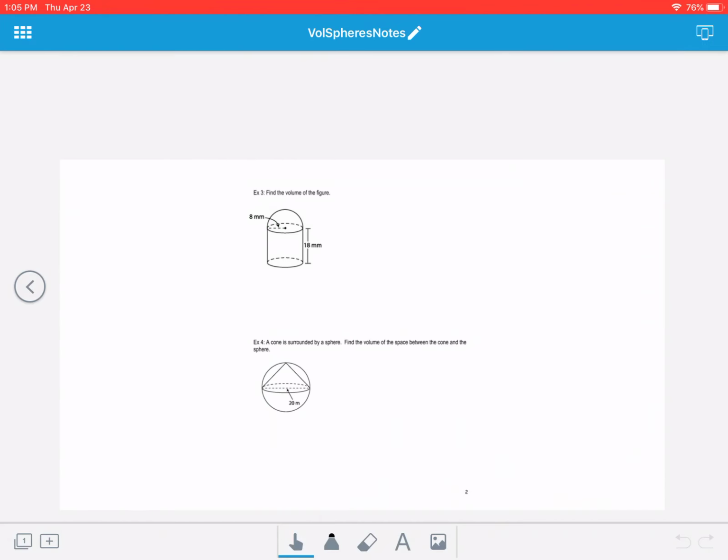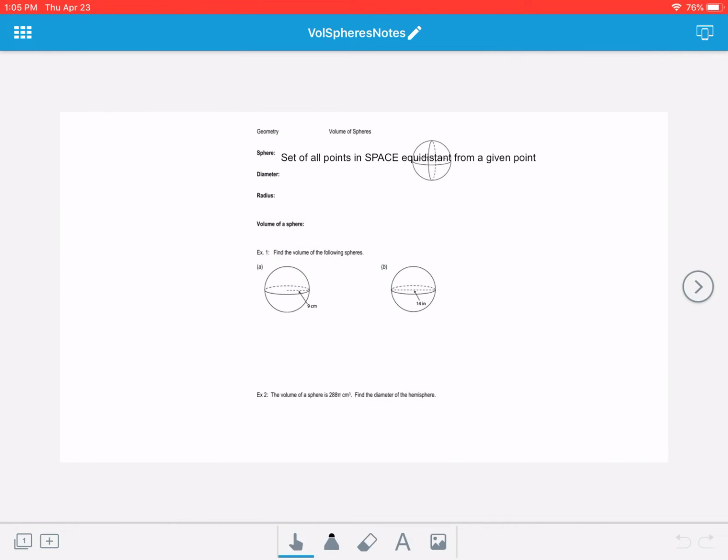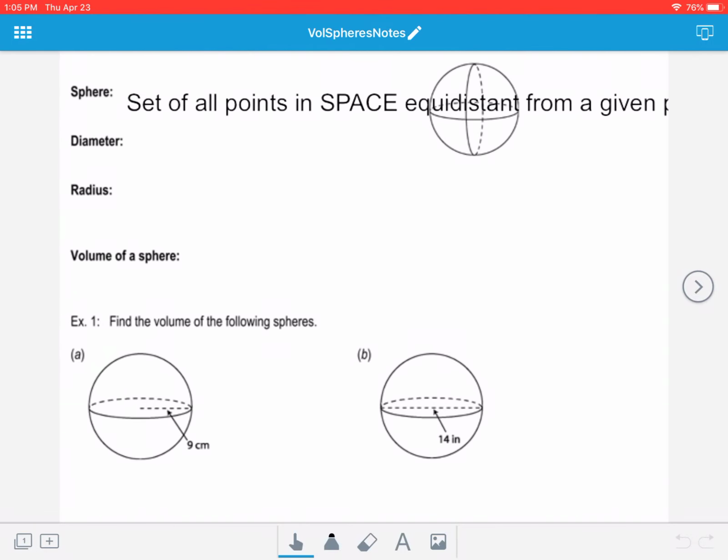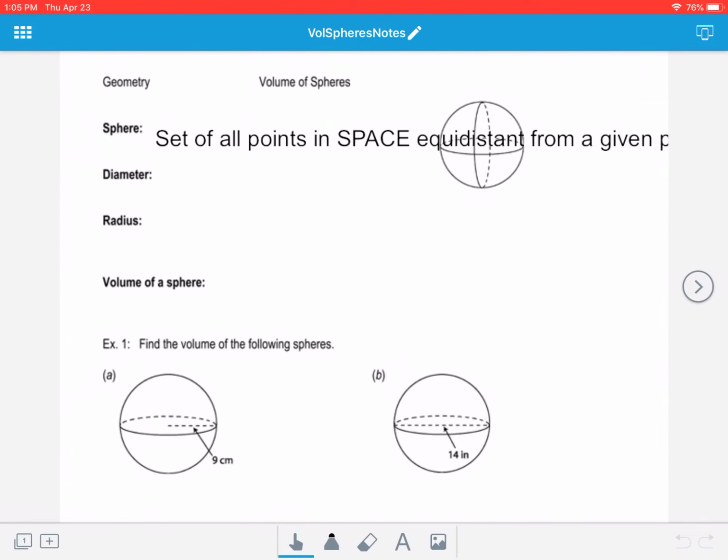Well, that was kind of cool. I just typed right on there, but I don't think it worked. Oh! Sphere. Set of all points in space equidistant from a given point. That given point is called the center.